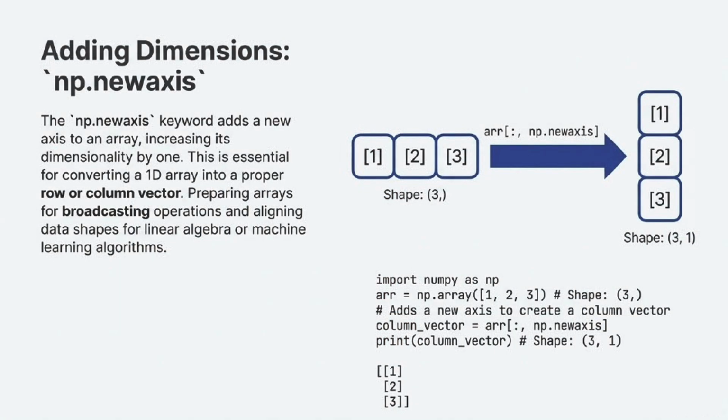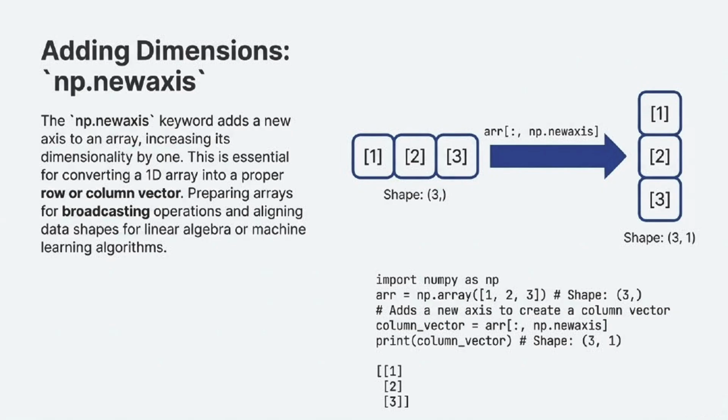np.newaxis is used to add a new dimension to an array without changing its data. It is commonly used to convert a one-dimensional array into a column or row vector for further operations. NumPy is imported and a 1D array arr with 1, 2 and 3 is created with shape (3,).